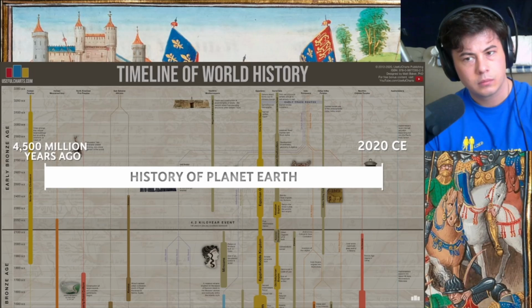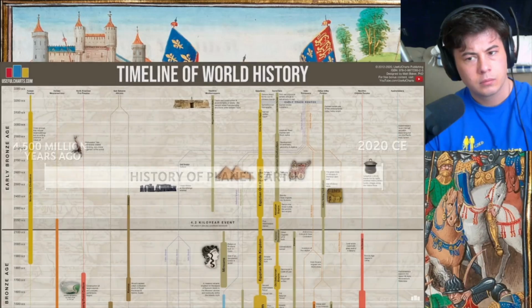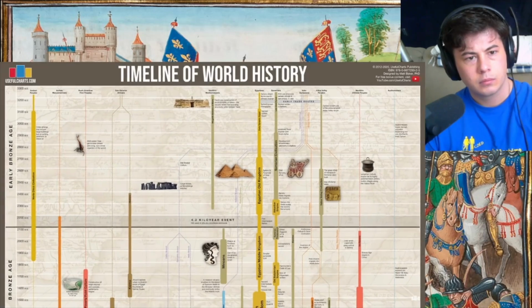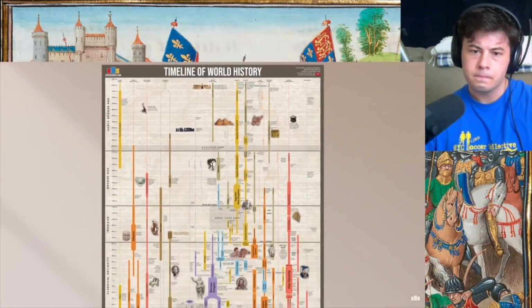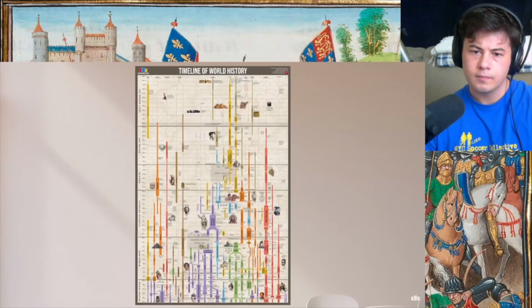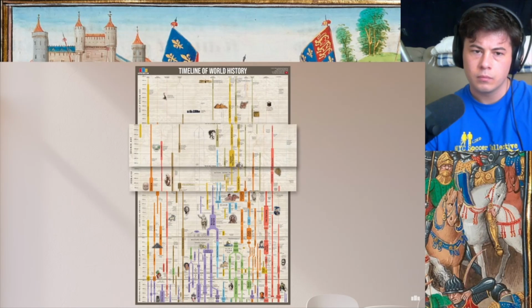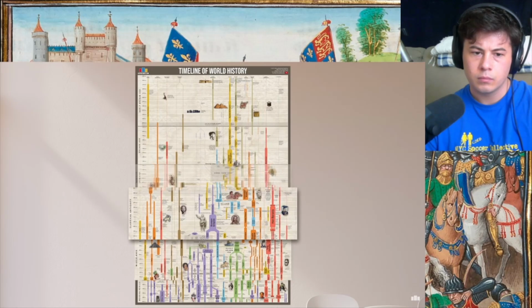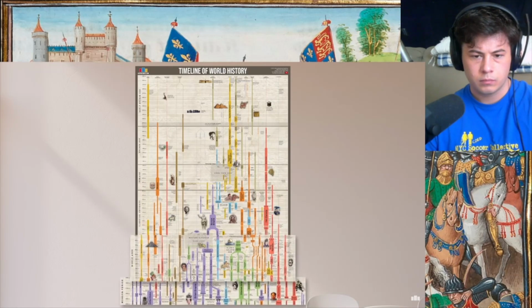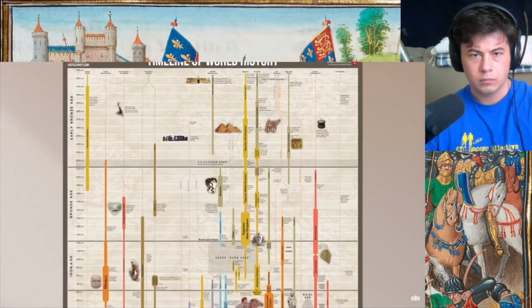But this chart doesn't cover prehistory. Instead, it starts with the emergence of written records and goes from there. So on this chart, history is divided into 6 main time periods: the Early Bronze Age, the Bronze Age, the Iron Age, Classical Antiquity, the Middle Ages, and the Modern Period. Let's now take a look at each, one by one.